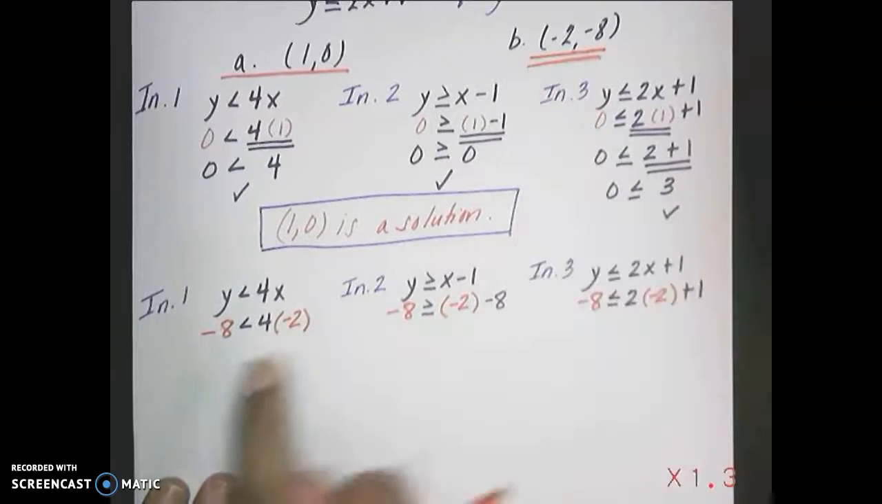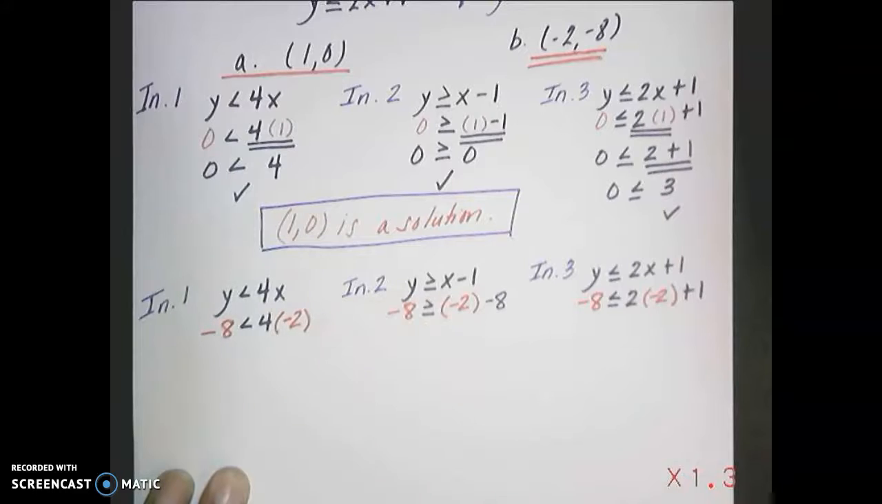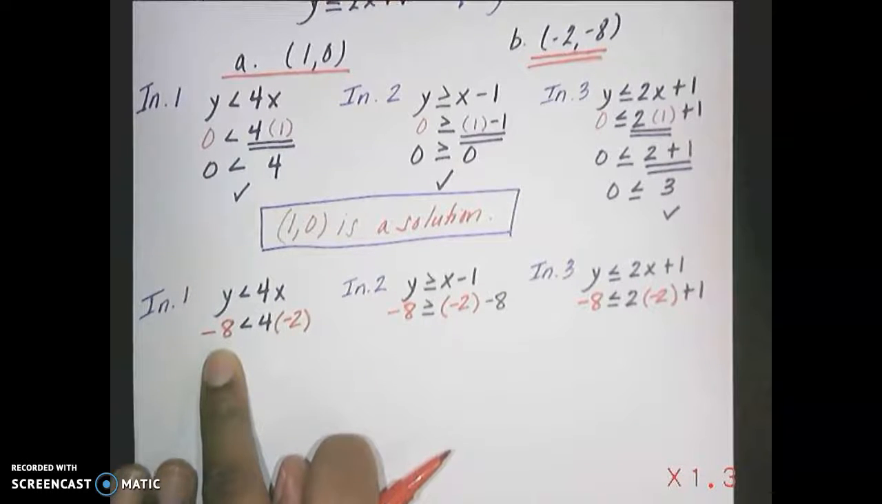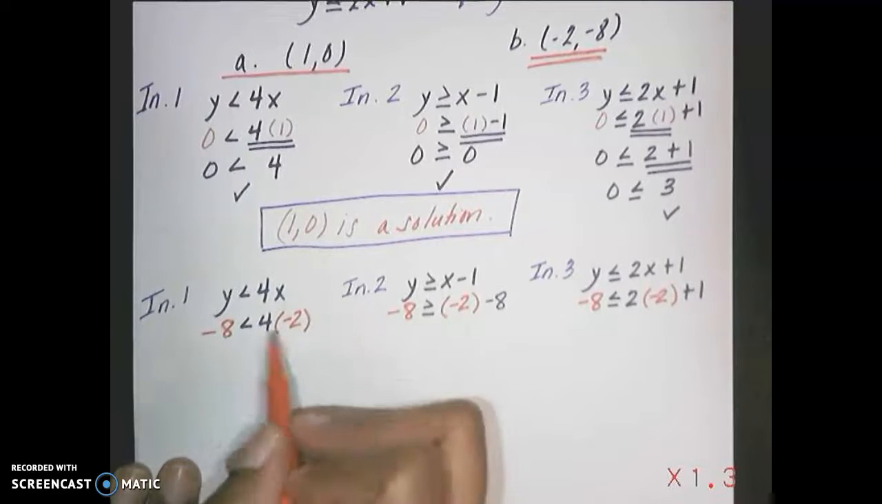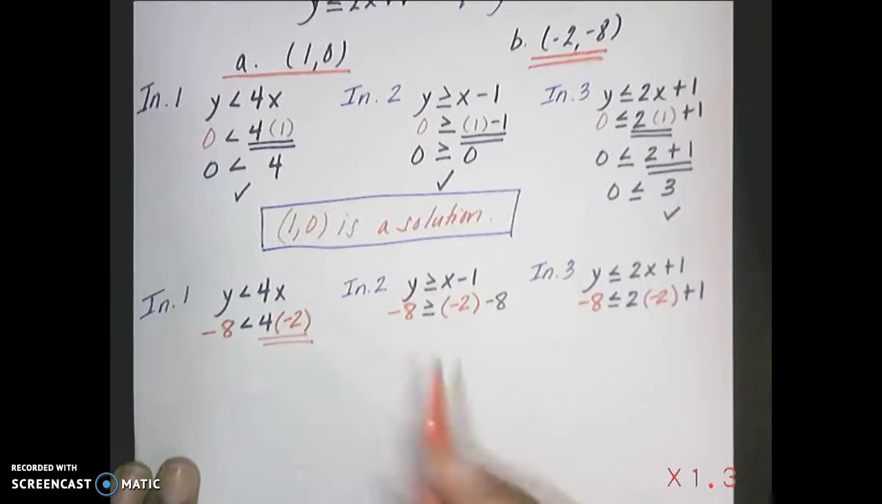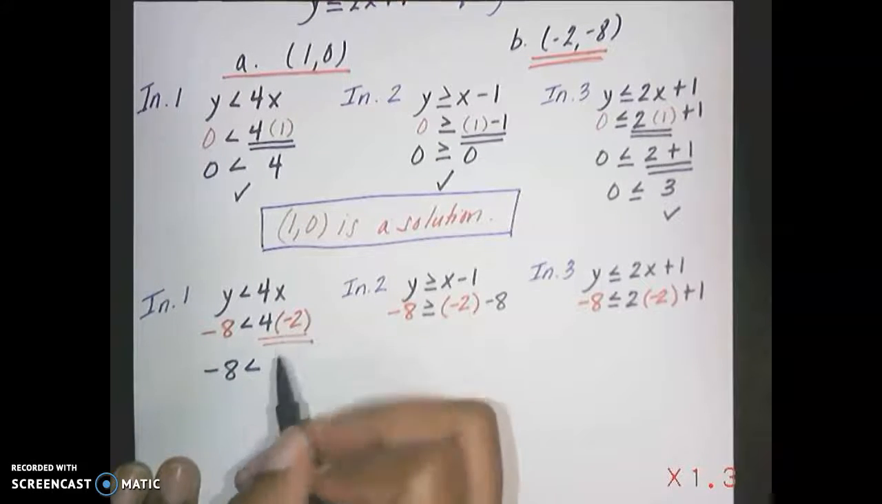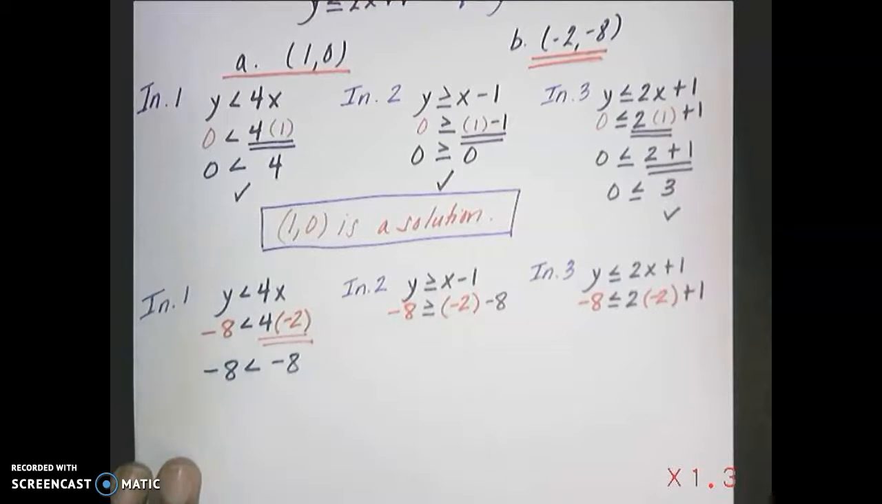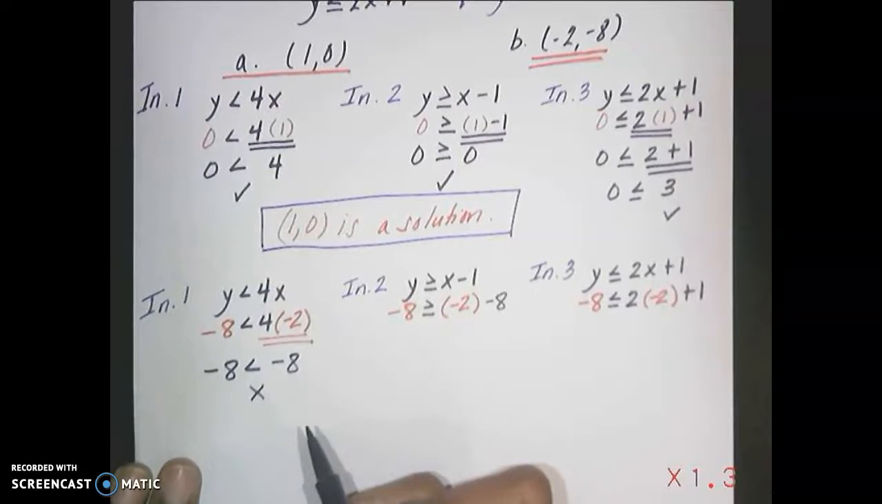So I substitute that into all three of our inequalities, and I'm looking to see which one gives me a true inequality. The very first one we have here is -8 is less than 4 times -2. So we have to multiply here, and what we're going to get is that same -8, our less than sign, and here we have a -8. But that's not true. Negative 8 is not less than negative 8. That doesn't work. This is not true.